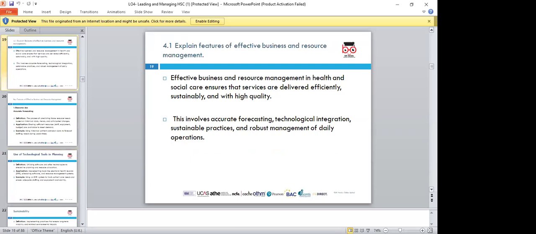Explain features of effective business and resource management. Effective business and resource management in health and social care ensures that services are delivered effectively, sustainably, and to high quality. This involves accurate forecasting, technological integration, sustainable practices, and robust management of daily operations. These are the features.